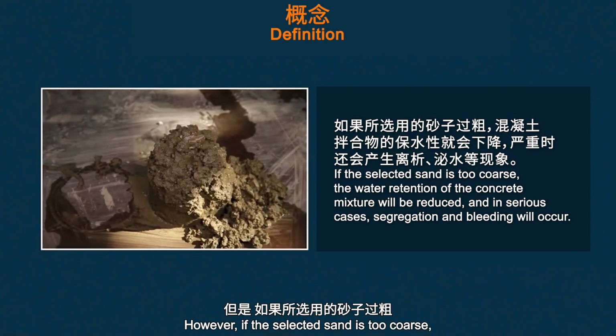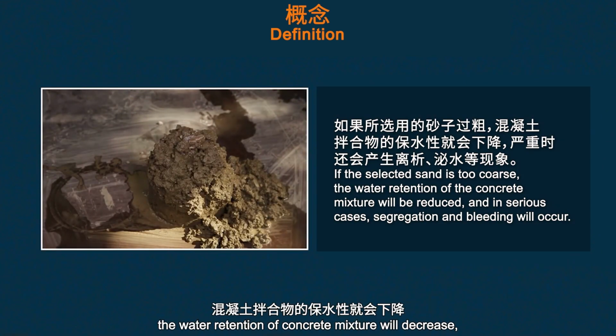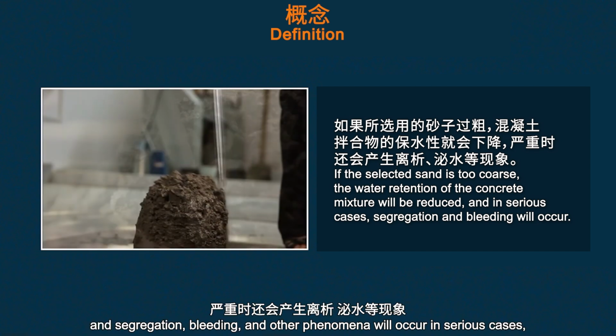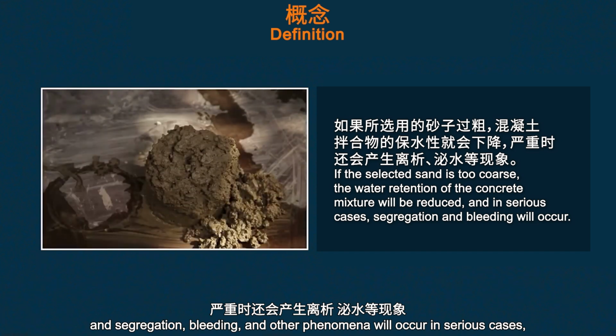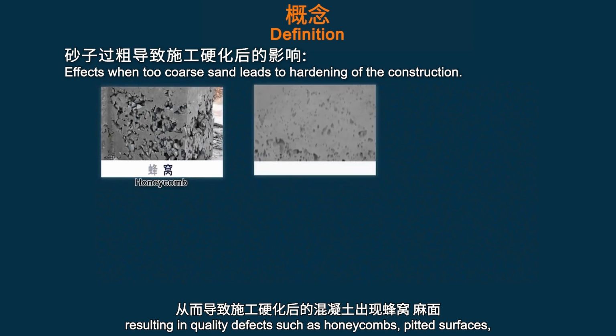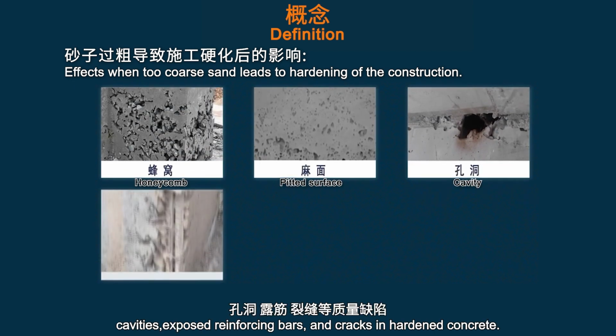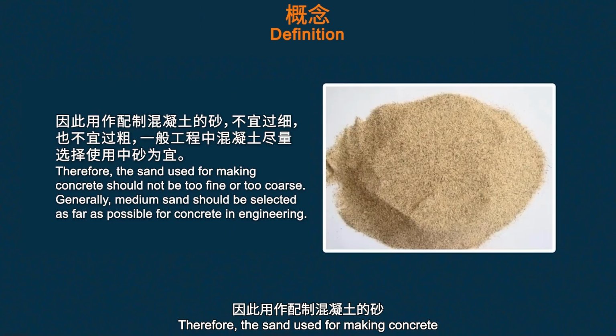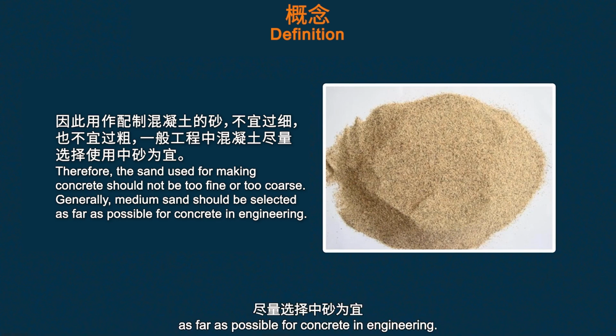However, if the selected sand is too coarse, the water retention of concrete mixture will decrease, and segregation, bleeding, and other phenomena will occur in serious cases, resulting in quality defects such as honeycombs, pitted surfaces, cavities, exposed reinforcing bars, and cracks in hardened concrete. Therefore, the sand used for making concrete should not be too fine or too coarse. Generally, medium sand should be selected as far as possible for concrete and engineering.